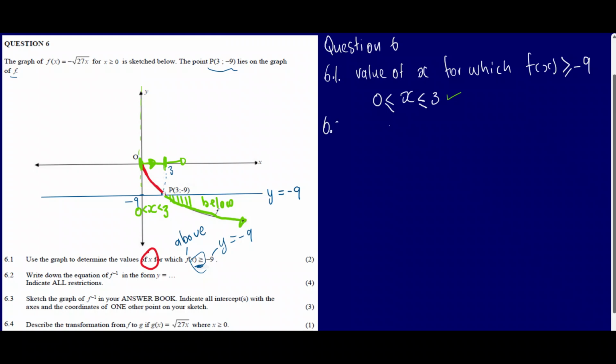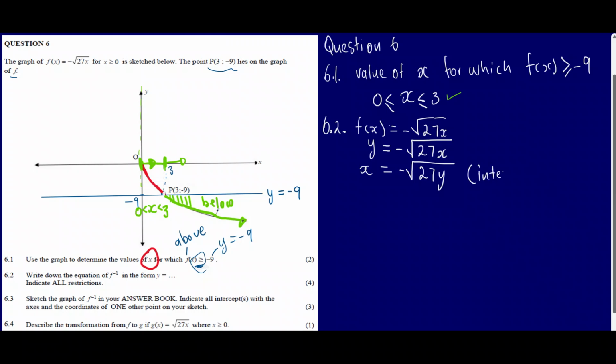So let's move on to the next one, 6.2. Write down the equation of the inverse, right? They gave us f of x there. f of x is minus the root of 27x. They're looking for the inverse. So remember the steps on getting that. We must first interchange. So x would be this, and here we'd have 27y.